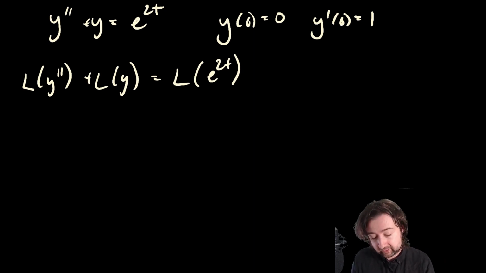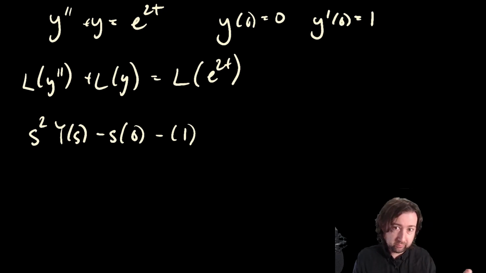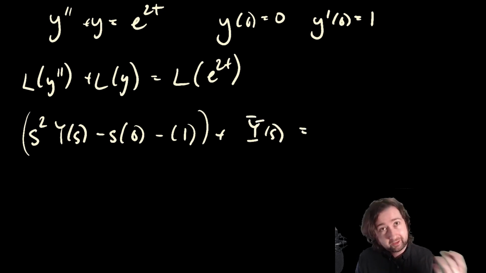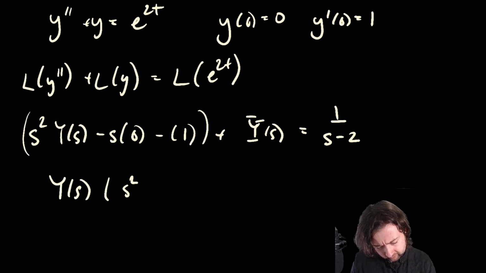Doing those transforms gets us s²Y(s) - s·0 - 1, because that's y(0) and y'(0), plus Y(s) is equal to, okay, the Laplace transform of e^(2t). I consult my table. It will show me that this is 1/(s - 2). Okay, so let's do some algebra to isolate Y(s). Y(s) times, let's see, what do we get? An s² + 1. And what's left over is, well, 0 times s is just nothing. And then there's this -1 floating around.